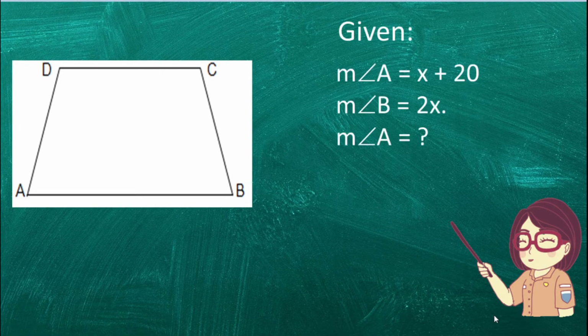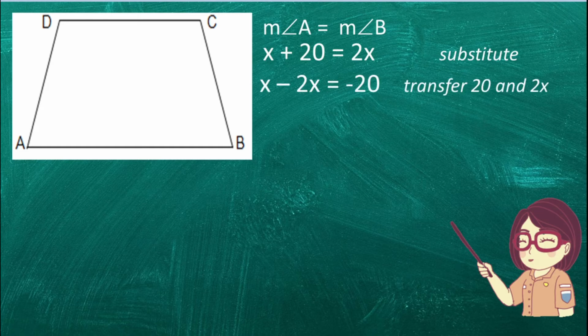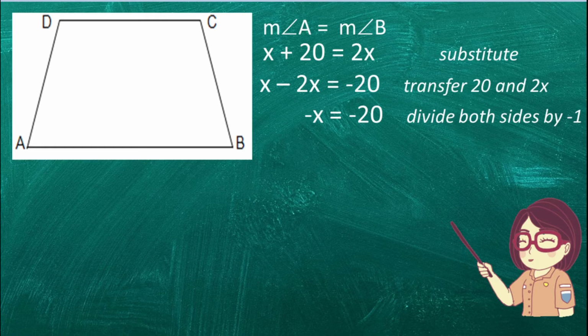So we are given that measure angle A is equivalent to x plus 20 and measure angle B is 2x. So we have to find the measurement of angle A. Since we know that measure angle A is equivalent to measure angle B, then we can equate their measurements. So that is x plus 20 is equal to 2x. Then we will transfer 20 to the right side of our equation and negative 2x to the left side. So simplifying it, we got negative x is equal to negative 20.